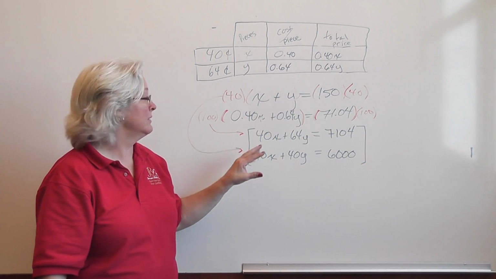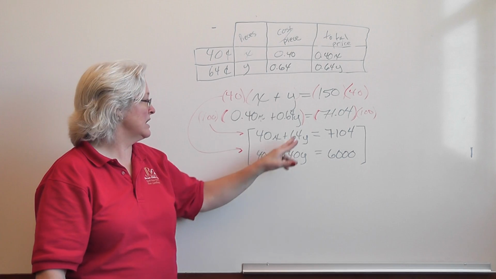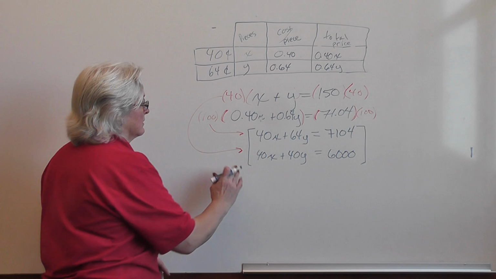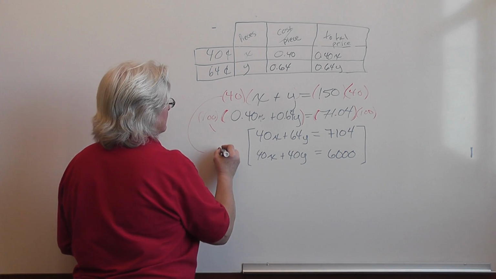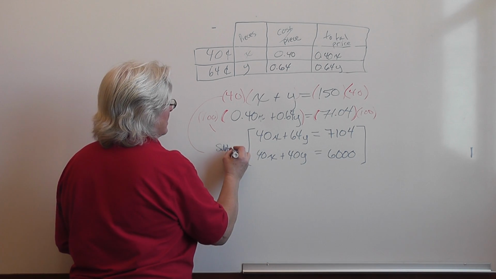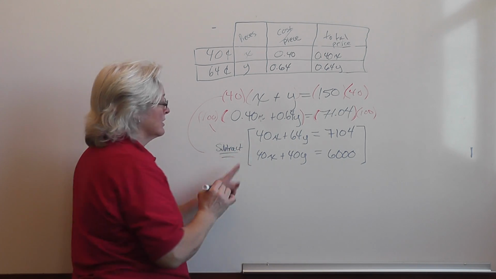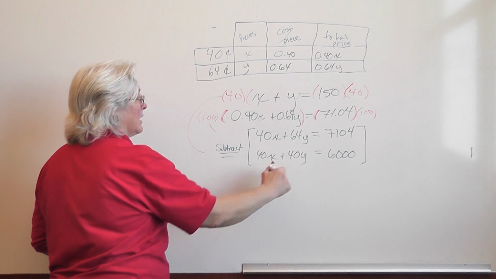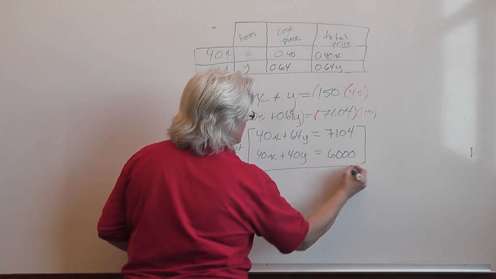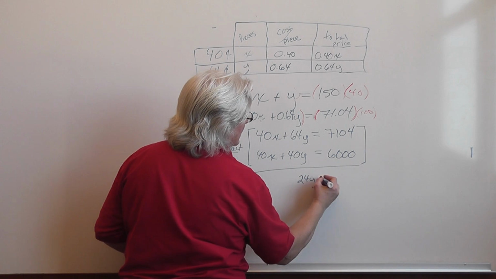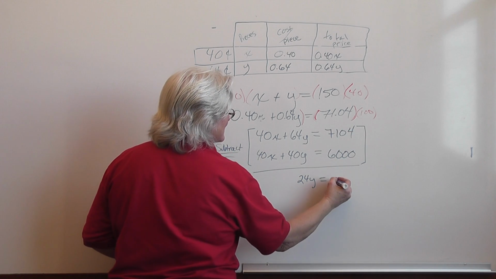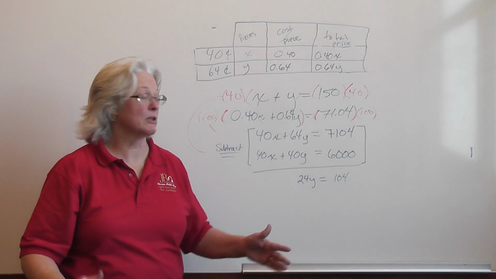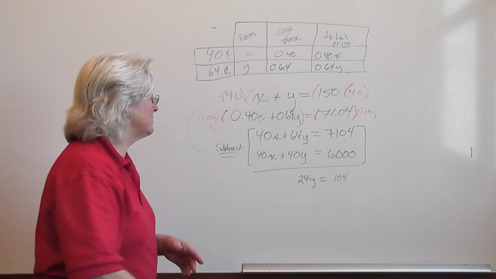What am I going to do here? What happens if I add? 40x plus 40x is 80x, 104x. Doesn't do us any good. So what are we going to do? We're going to subtract the bottom equation from the top equation. 40x minus 40x is 0x. 64y minus 40y is 24y. 7104 minus 6,000 is 104. Easy arithmetic.